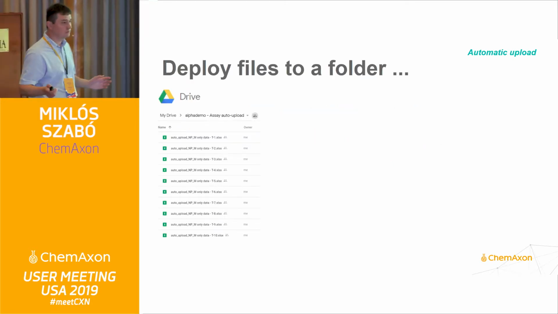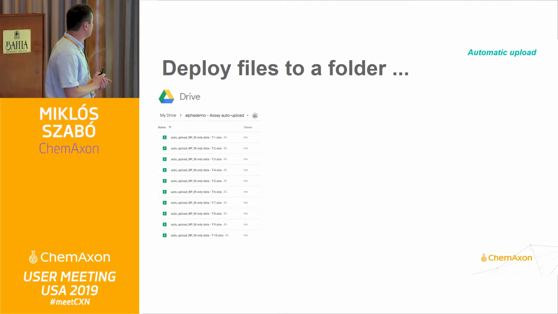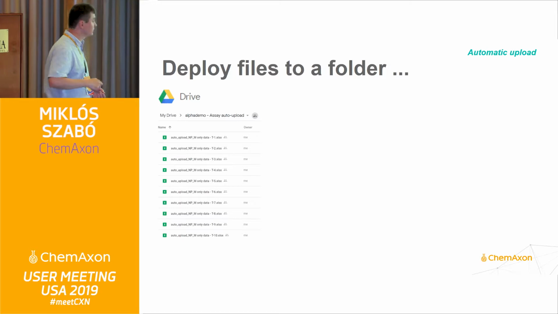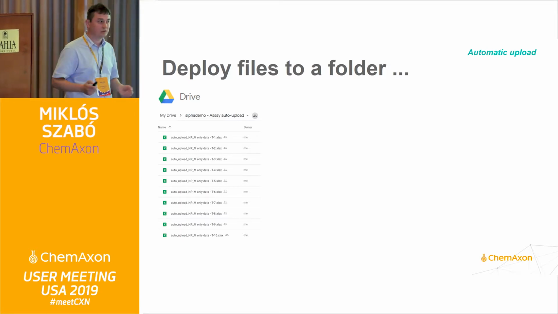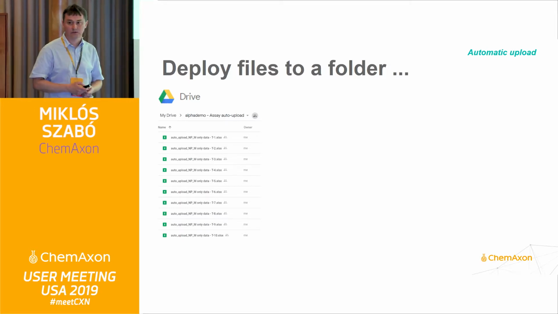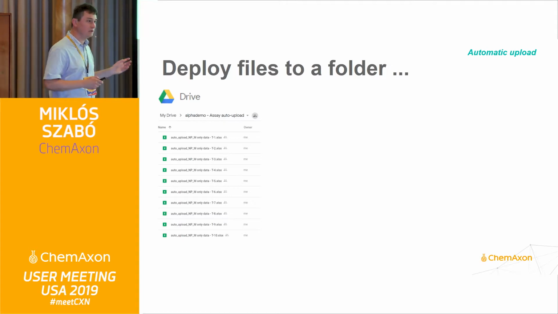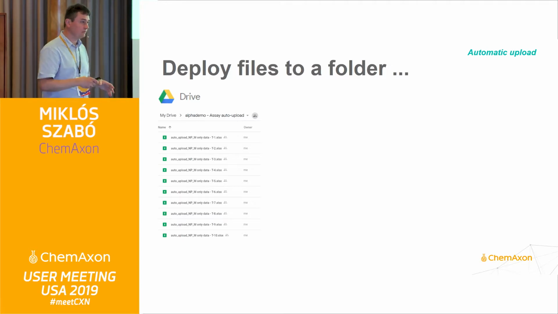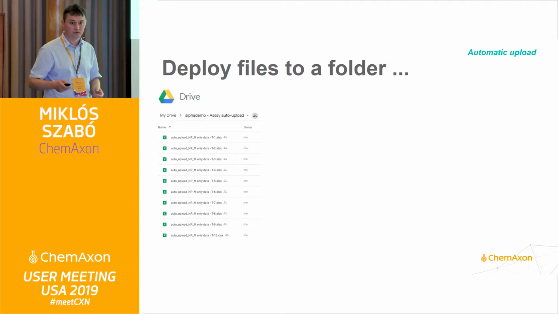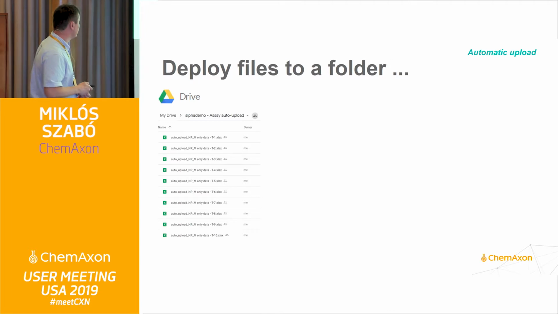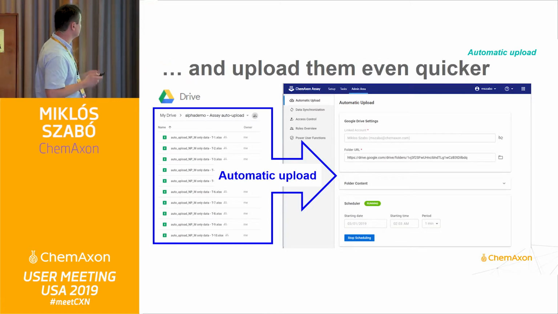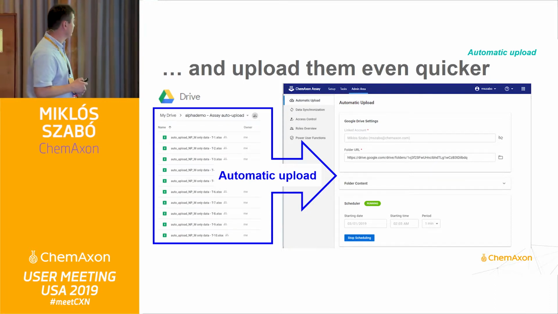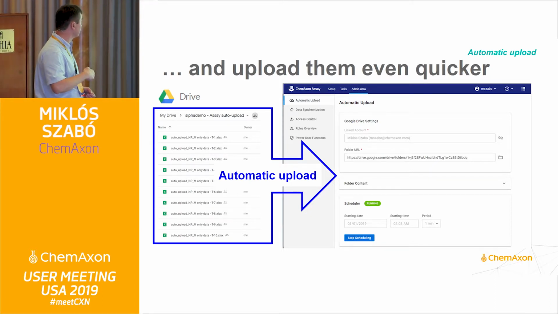You can imagine that you have a folder somewhere where you collect your files. These files were generated quickly. They could also be generated maybe by a KNIME workflow or Pipeline Pilot, or just spat out by an instrument in a format that we can digest. If you deploy these files to the folder, the software takes care of it and picks them up automatically, and that way we can have an automatic upload. Of course, this requires the proper format according to the template.